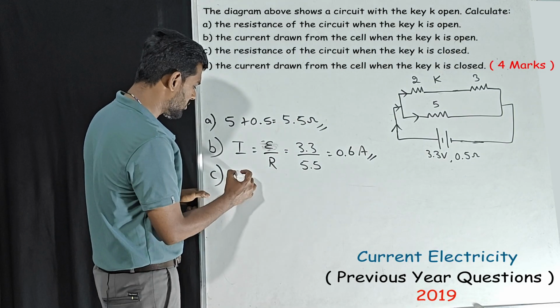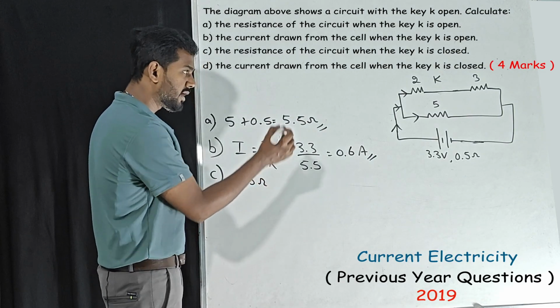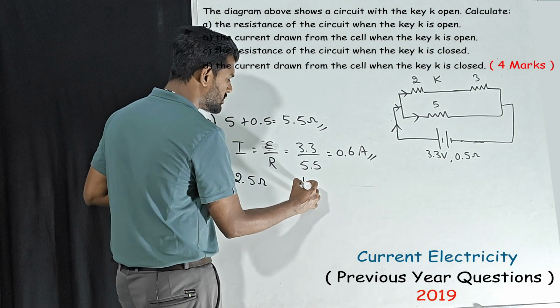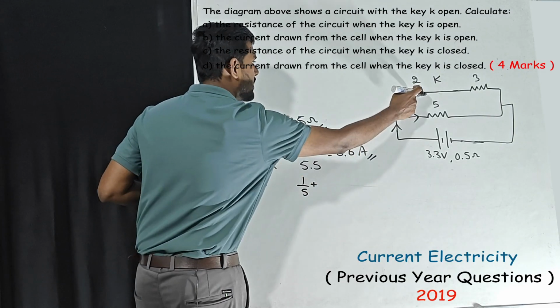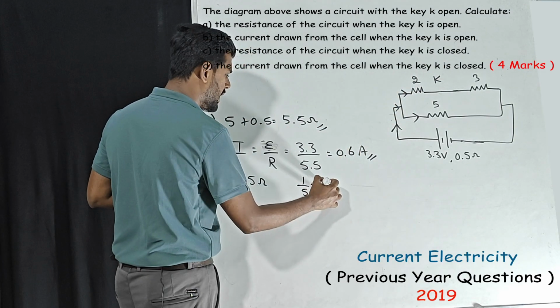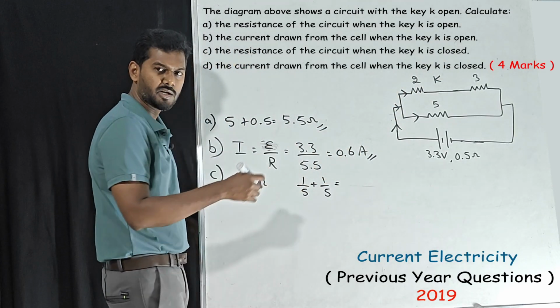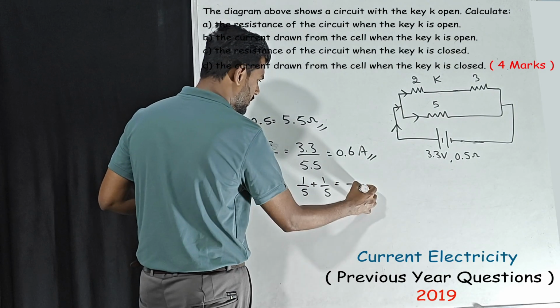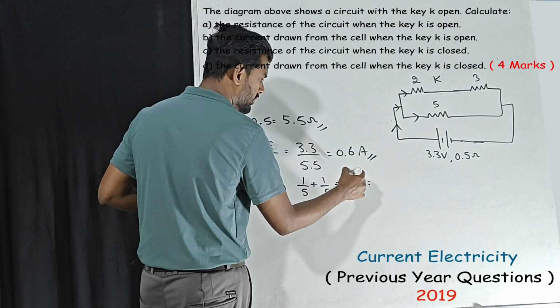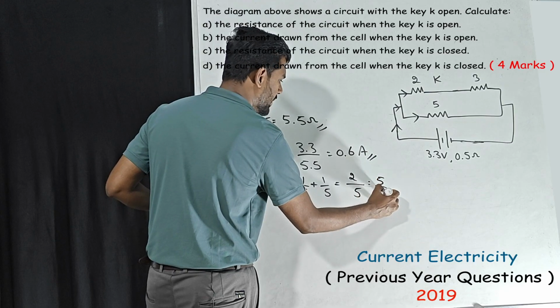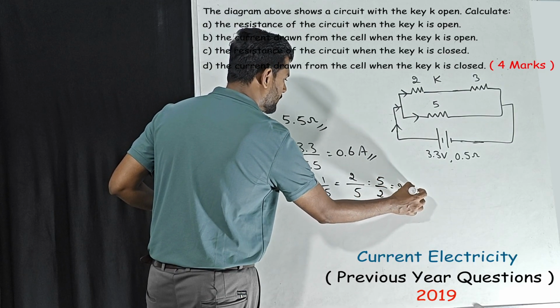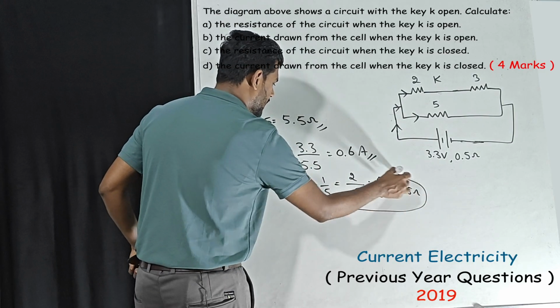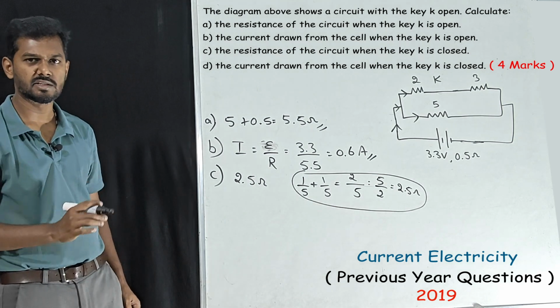So the answer for the third question is 2.5 ohm, or else you can go for the normal method also: 1 by 5, because of these two, 2 plus 3, 1 by 5 and 1 by 5. You will get the same answer. Here we take the reciprocal, that is 5 by 2, that is 2.5. You can go for the trick or direct calculation, anything is fine.